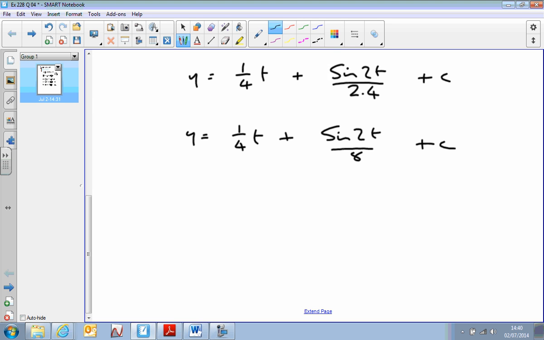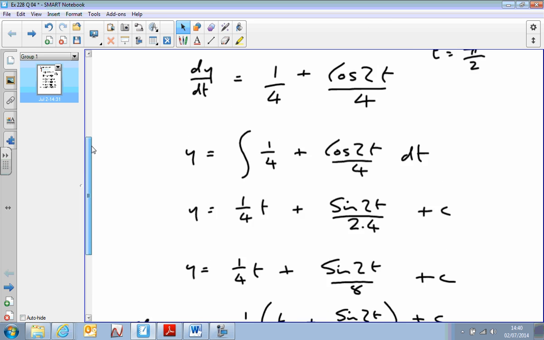There is another way I could simplify this, actually, just to make life a little bit easier for me. At this stage, because there's a 4 underneath here and here, I could actually take a quarter outside a bracket, and that would leave me with a quarter, and then I've got just t inside the bracket, plus sine 2t over 2 plus c. Which might help when I come to put in my values.